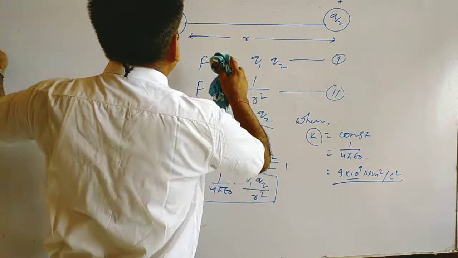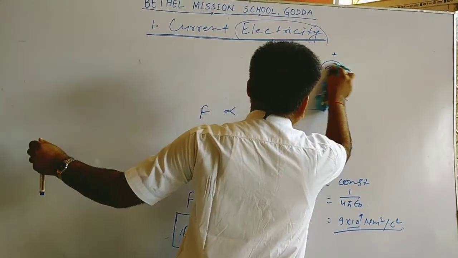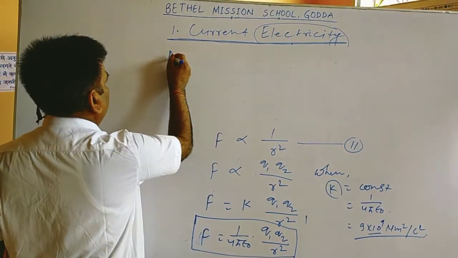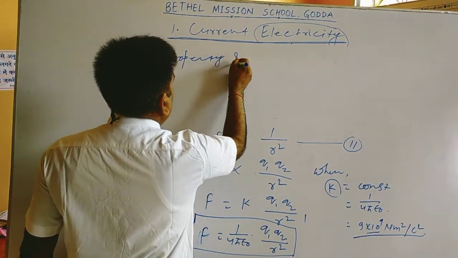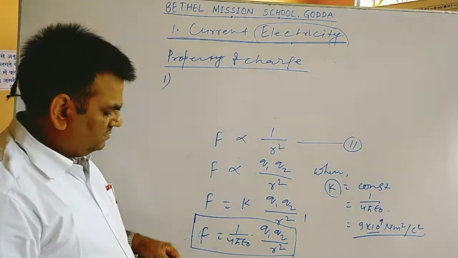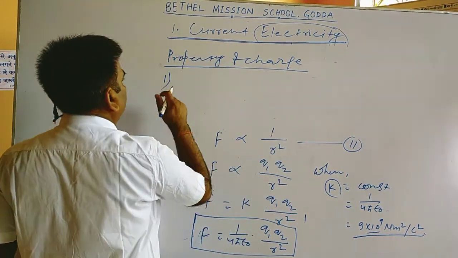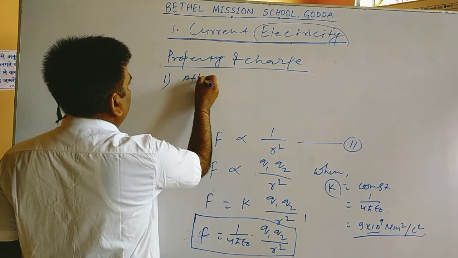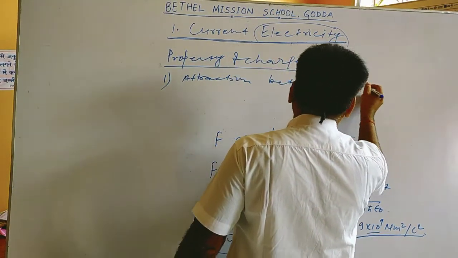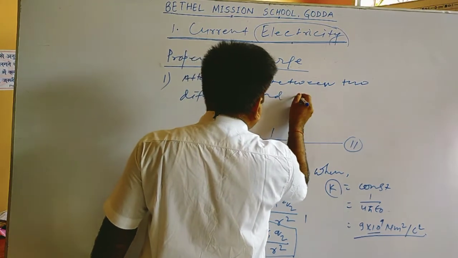Now, here we will discuss the properties of charge. What are the properties of charge? First property, as I told, charge behaves like a magnet. It is the same property as a magnet. So the first property is attraction between two different kinds of charge.